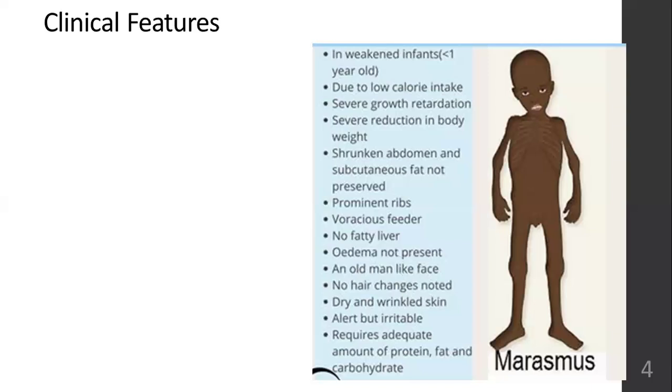No hair changes are noted here. Dry, wrinkled skin. They are alert, but they are irritable. They require an adequate amount of protein, fat, and carbohydrate. All these macronutrients are required to gain back their health, because they have lost their fat, even the subcutaneous fat. You have to give it back to the child. Protein is lost from muscle loss. Lack of energy because of no carbohydrate in the diet. Calories are not being met. So that is what marasmus is.